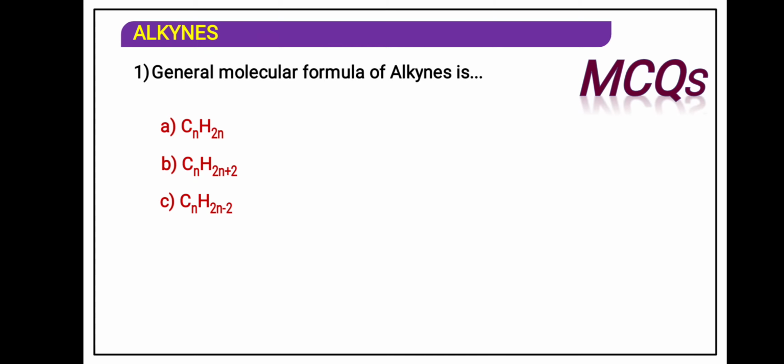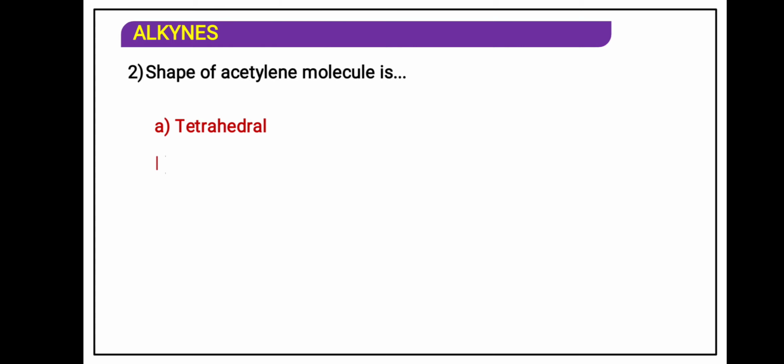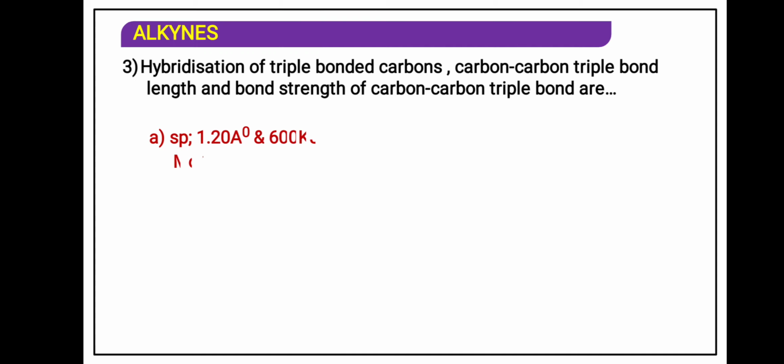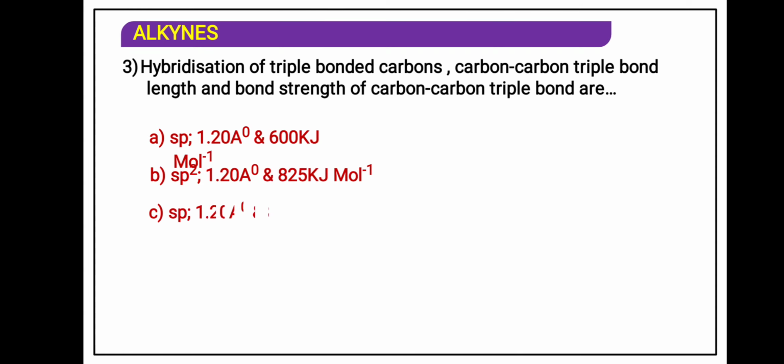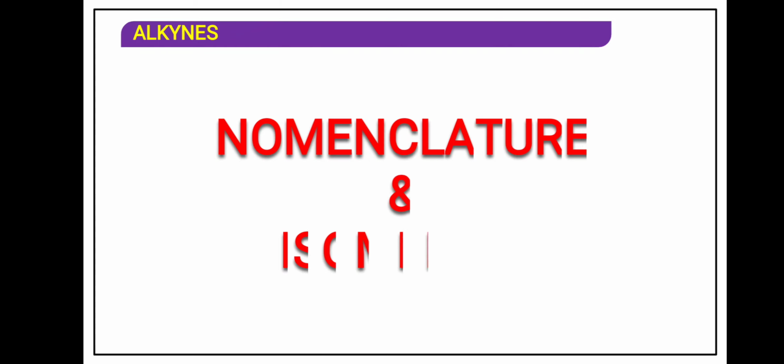General formula for alkyne is CnH2n minus 2. Good. Shape of acetylene: tetrahedral, planar, trigonal bipyramidal, linear. Hybridization of the carbon-carbon triple bond, length and bond strength: sp hybridization, you know very well. It will be sp hybridization, 1.2 Angstrom bond length, bond strength 825 kilojoule per mole. This MCQ is not important because it is not given in your test.